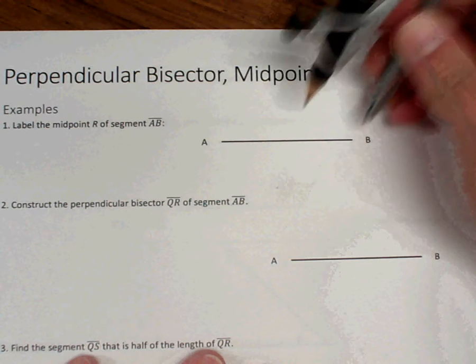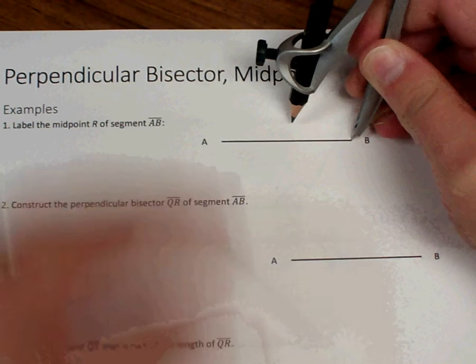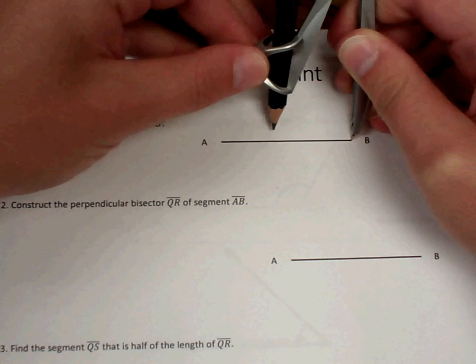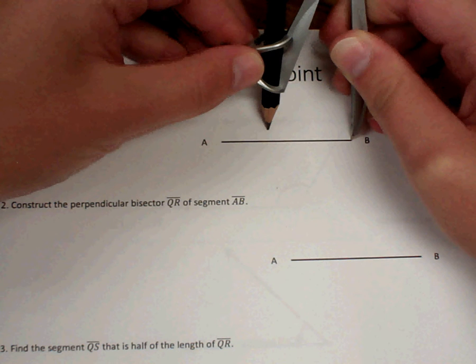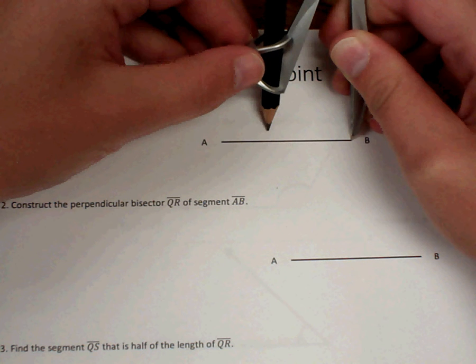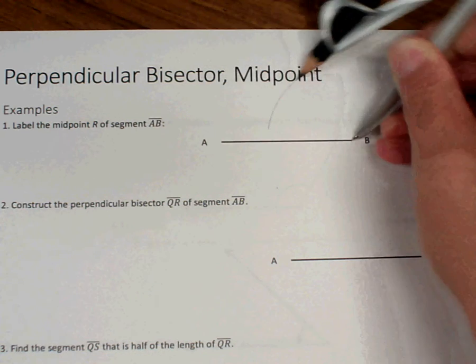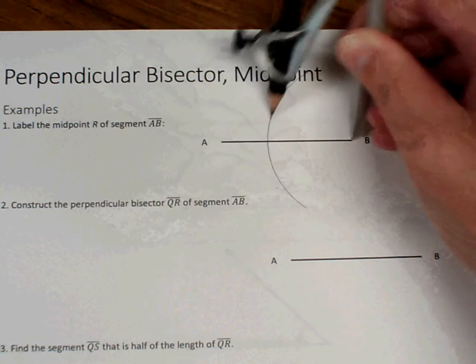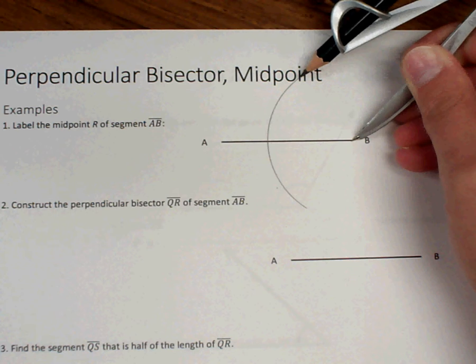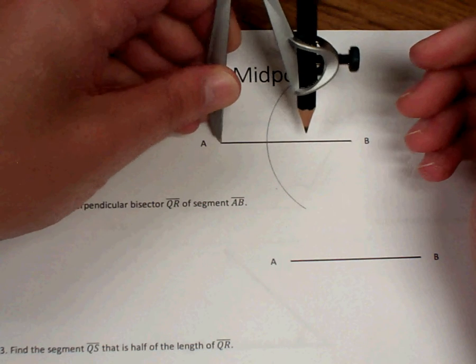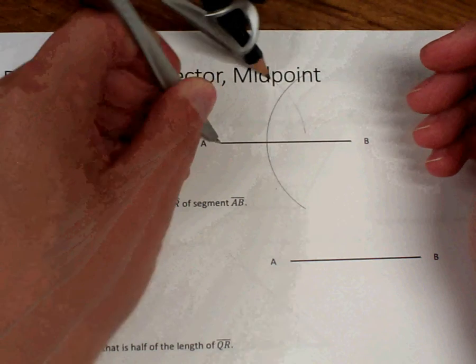So our anchor goes to one endpoint, and as long as your compass is just a little bit more than halfway, where you think half is, you're good to start. You're going to make one arc here. Your compass stays the same size, and we switch where our anchor's at. It goes to the other endpoint, and you're going to make a similar arc.